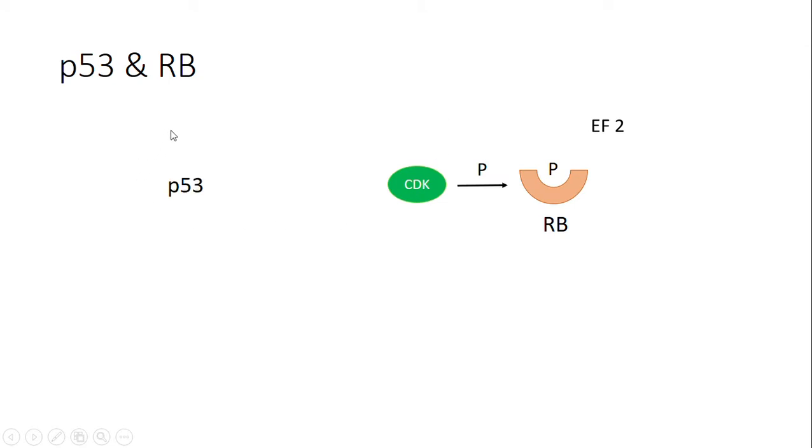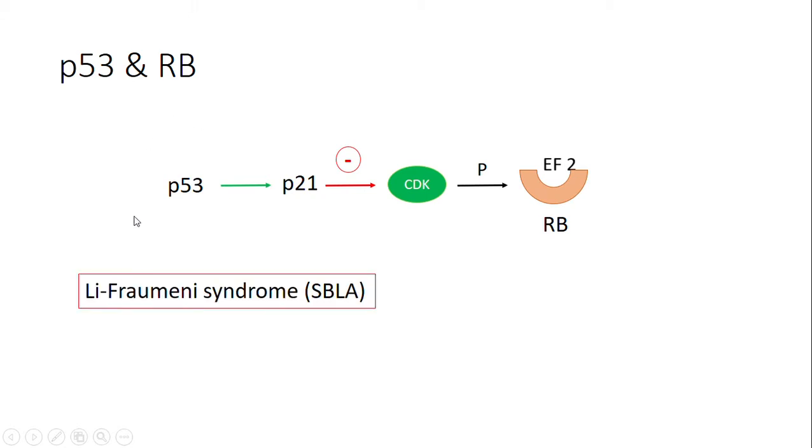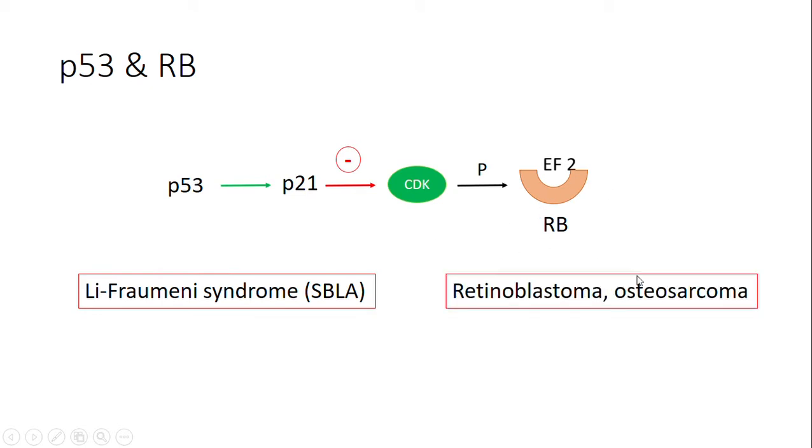This is achieved via the activation of P53, which will activate P21, which will inhibit the cyclin-dependent kinases, so there will be less phosphorylation of the retinoblastoma, and it will take the elongation factor 2 and stop the cell cycle. If there is a mutation in P53, this will result in Li-Fraumeni syndrome or SBLA syndrome, which is sarcomas, breast cancer, leukemias, and adrenal tumors. Whereas a mutation in retinoblastoma will result in retinoblastoma and osteosarcoma.